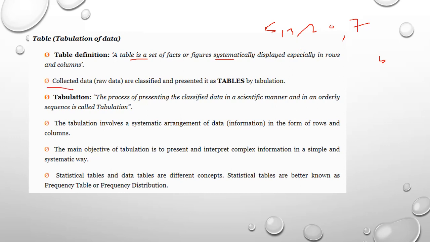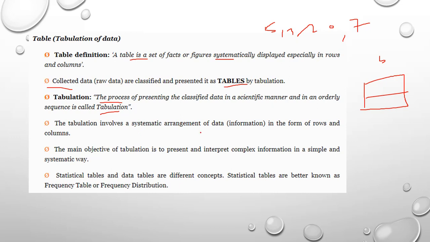After collecting data, raw data are classified and presented in a table, called tabulation. When you classify it into different rows and different columns, then we can say that it is tabulation. What is the formal definition of tabulation? The process of presenting the classified data in a specific manner and in an orderly sequence is called tabulation. This is also easy to understand.